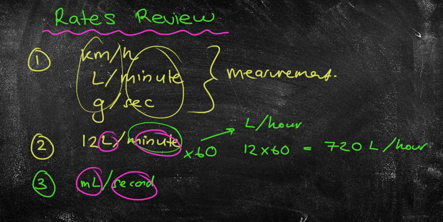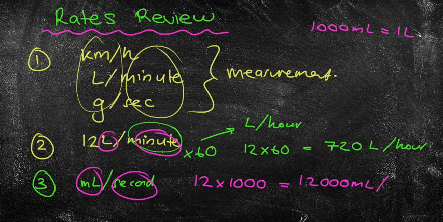So let's start with the litres to millilitres. How many mils are there in a litre? Well, hopefully you know that there are 1,000 millilitres in 1 litre. Therefore, if I've got 12 litres, I want to times it by 1,000 to get 12,000 millilitres. Remember, that's still per minute. So for every minute we use it, we've got 12,000 mils.